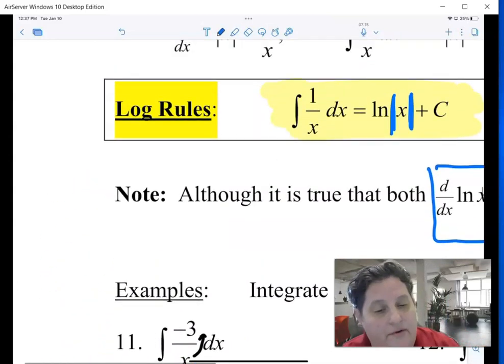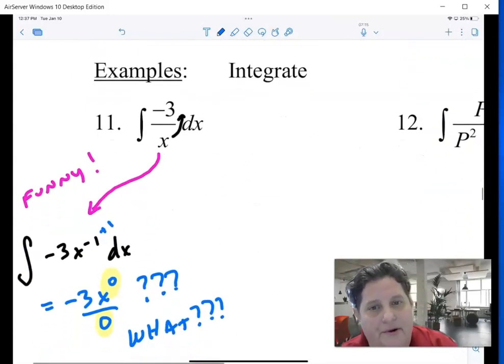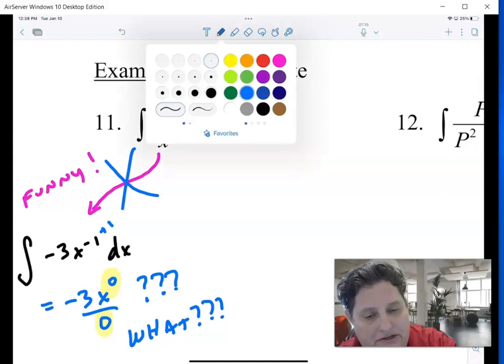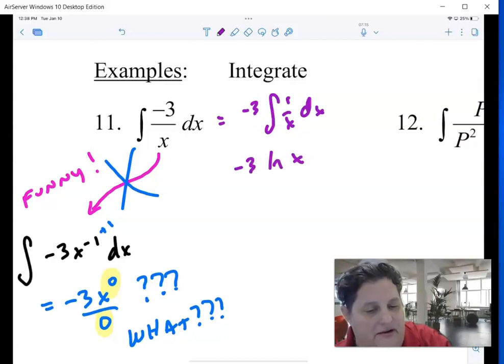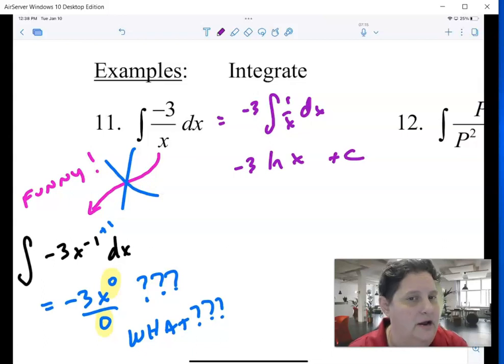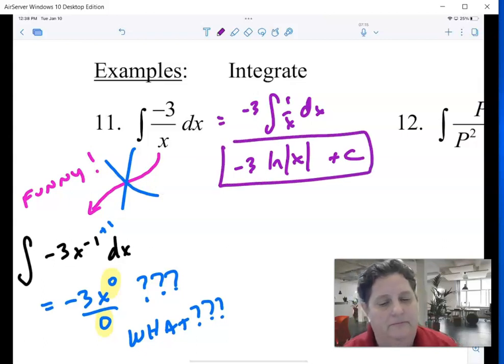The integral of 1 over x is ln, and if you try to do it with the power rule, you'll get something weird, right? So we're actually not going to do it this way. What we're going to do is say this is the same thing as taking a negative 3 out, 1 over x dx, so it's just ln of x plus c, okay? Would you be marked wrong for that answer right there? Probably not, but we do want to put absolute values on it when we're doing integrals. All right, so you can see me do absolute values and everything.